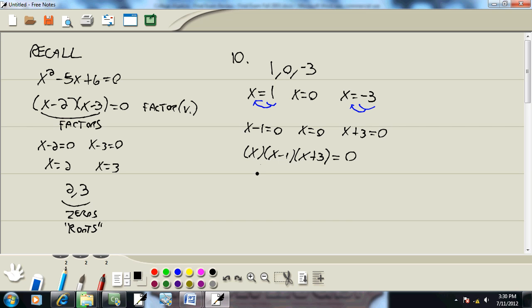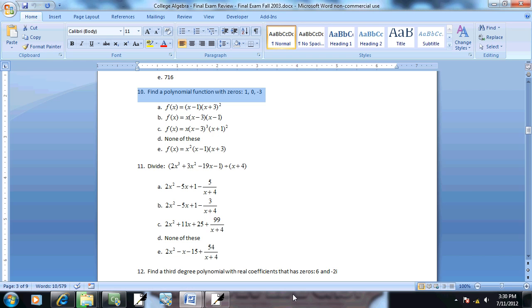Now typically if you have a single variable, you don't put parentheses around it. So that'd be x times x minus 1 times x plus 3.